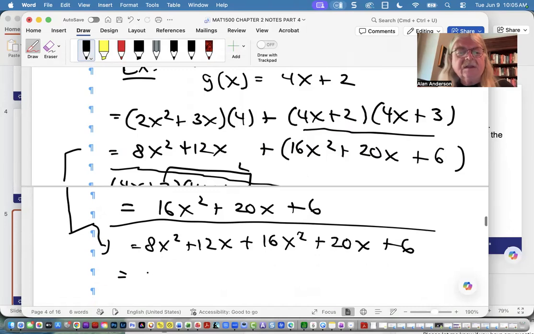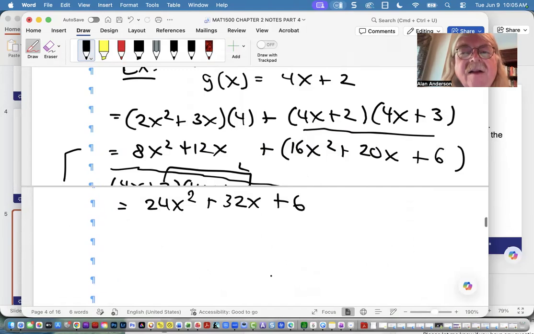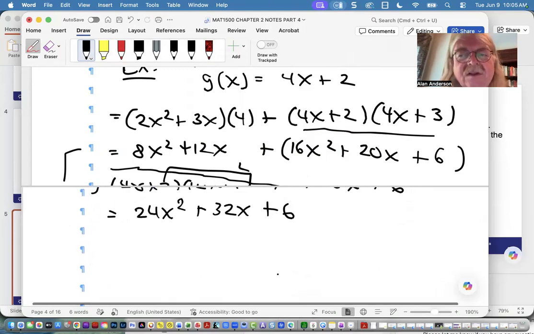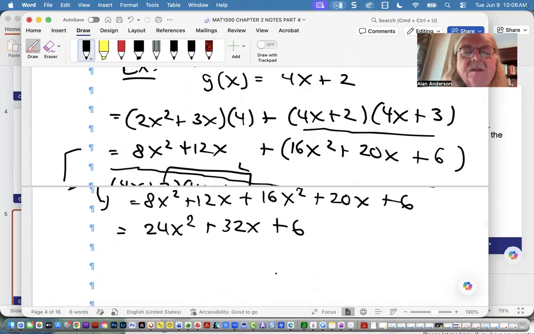constants go separately. I have 2x squares here, 24x squared. There's two x's here plus 32x plus 6. And if you notice too, the exponents are listed in descending order. Now, I'm pretty sure that if you enter this into WebAssign, they're going to insist that you do it this way, and they may actually mark you wrong if you get it out of order. So be very careful with that. Okay. So this is the final result right here.